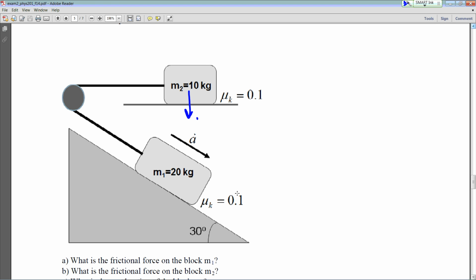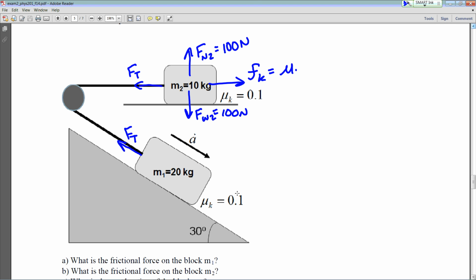So here I have the force weight of block 2. That's equal to 100 newtons. And then I have the normal force of block 2, which I also know is going to be 100 newtons because they have to be equal and opposite forces. And then I have a tension over here. That same tension is going to be acting on this block as well. And then I have a frictional force over here, Fk.